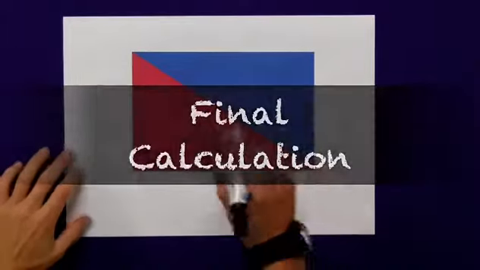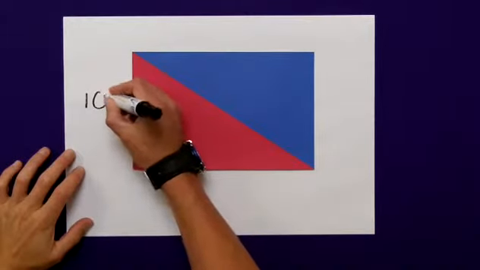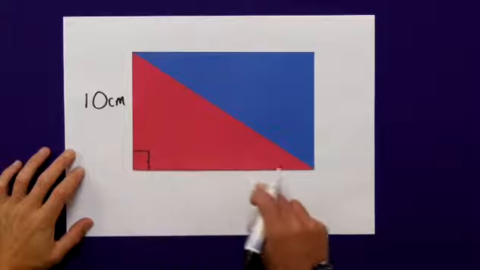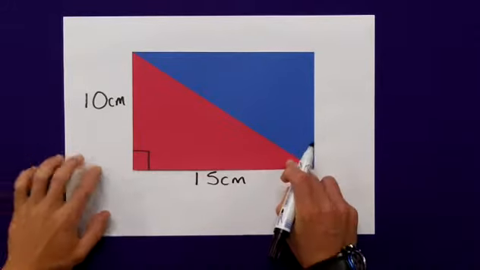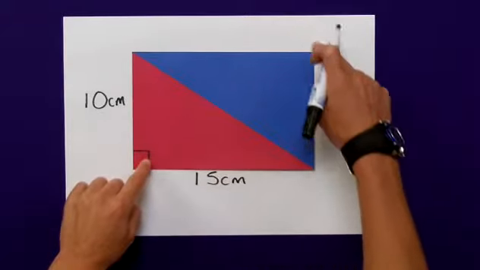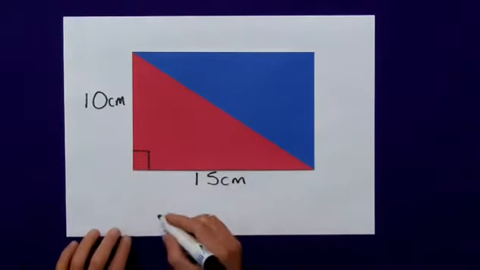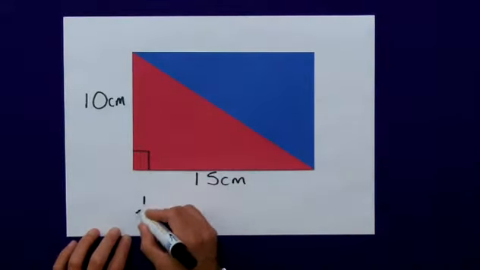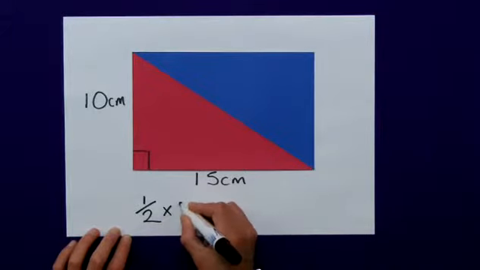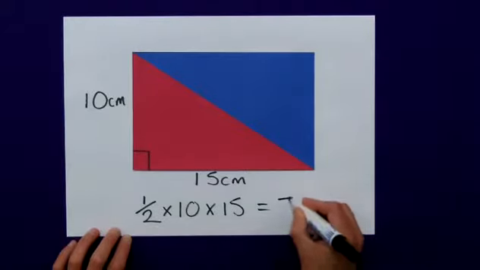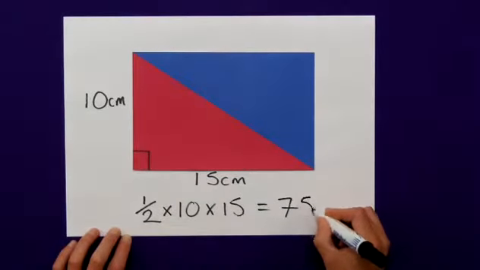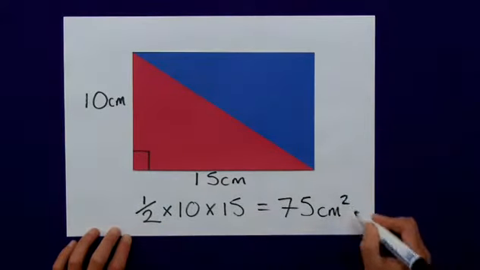Original example, we said that our height was 10 centimetres, our length was 15 centimetres, and I proved that this triangle is half the area of that original rectangle. So all we need to do is 1/2 multiplied by 10 multiplied by 15, and that gives us an overall area for the triangle of 75 centimetres squared.